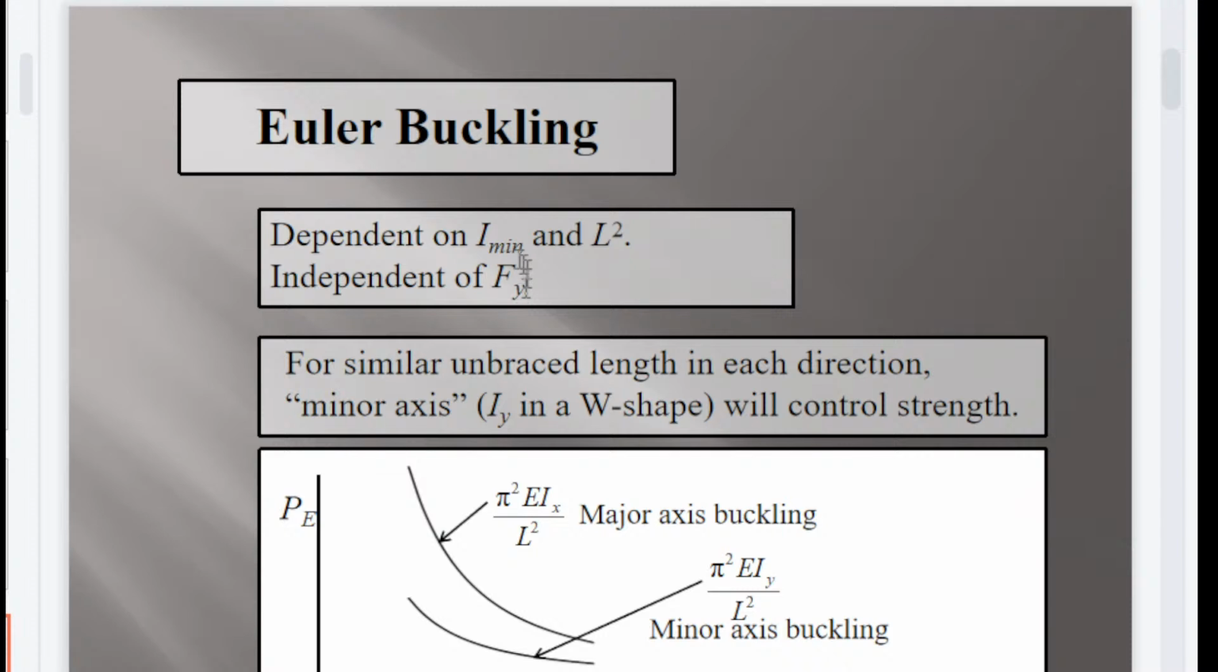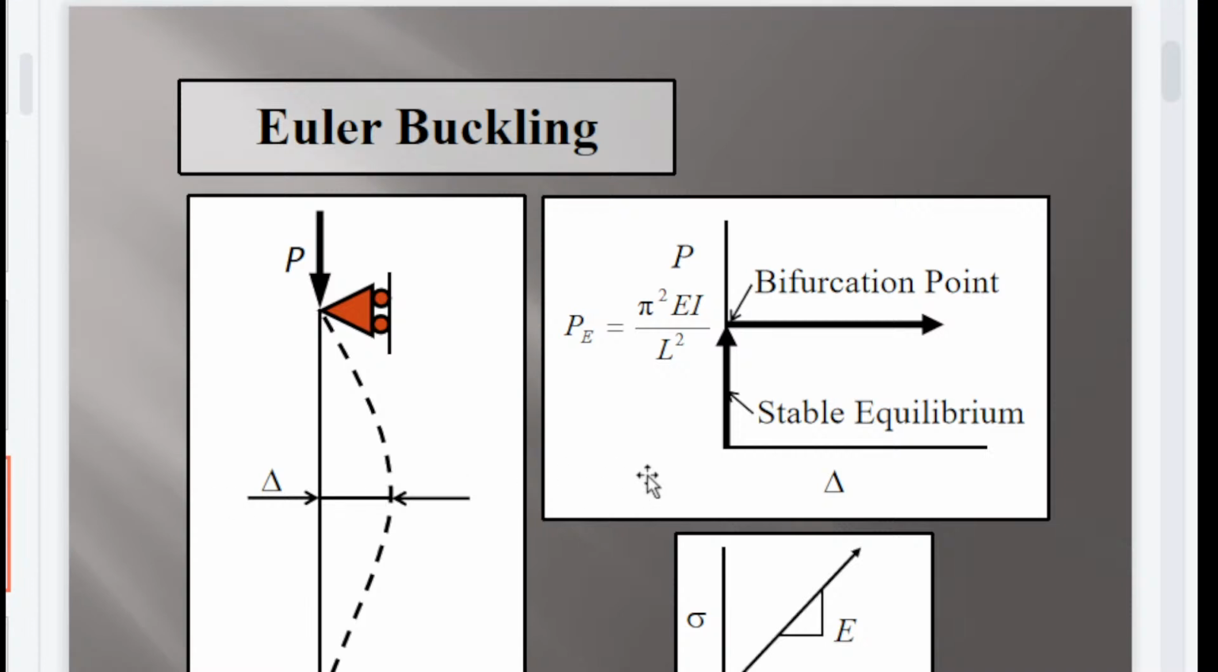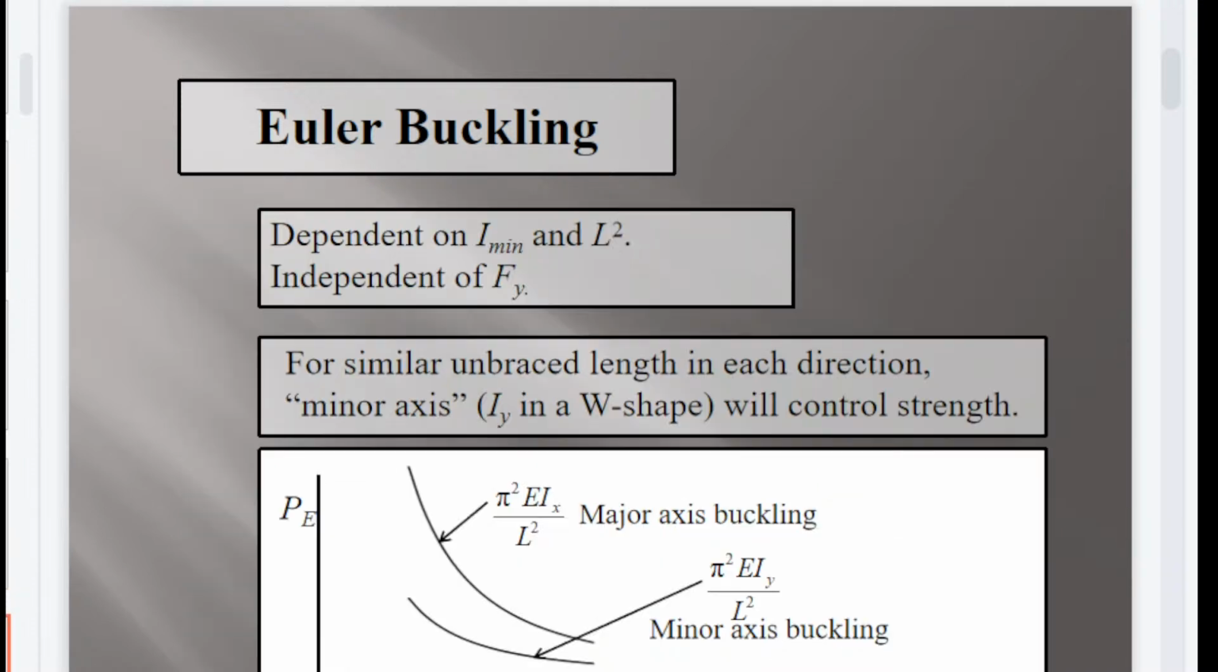Independent of yield strength. So independent of yield strength, of course, there is no yield strength here. It is only dependent on I, L, and E. But E is the type of material which we already have as a constant because we are using steel.